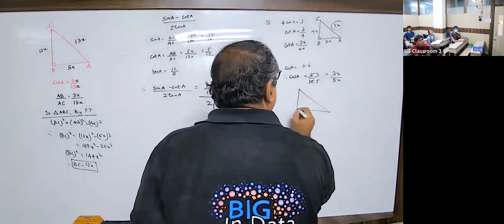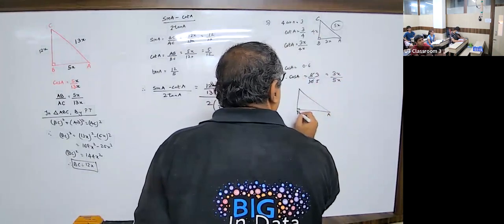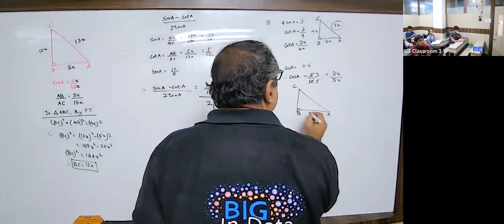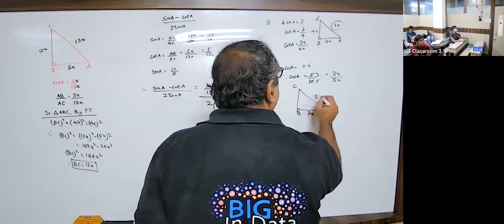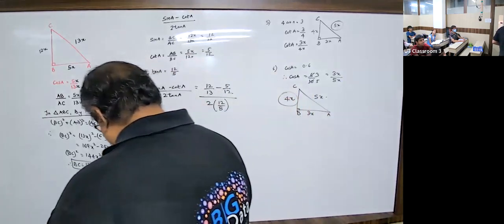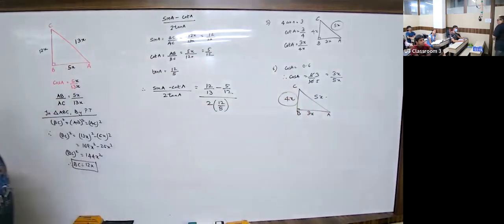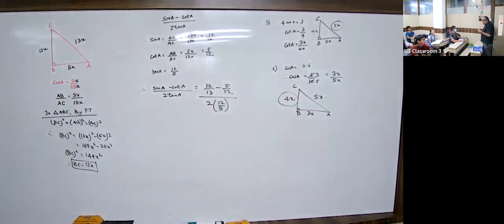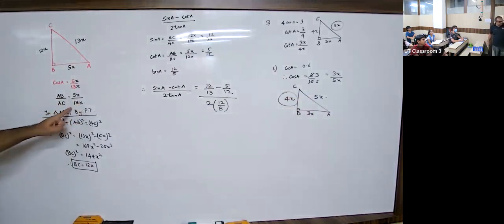फिर से हम राइट एंगल ट्राइंगल बनाएंगे. A, B, C. This is 3x. This is 5x. By Pythagoras theorem, I'll get this as 4x. Remember, I do not proceed with solving the sum unless and until I have the length of all the sides in terms of x. बाद में तो वो x x कैंसिल हो जाता है.